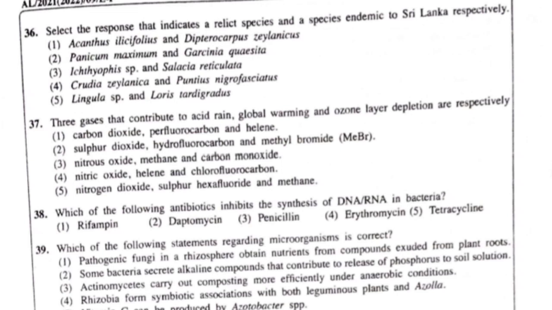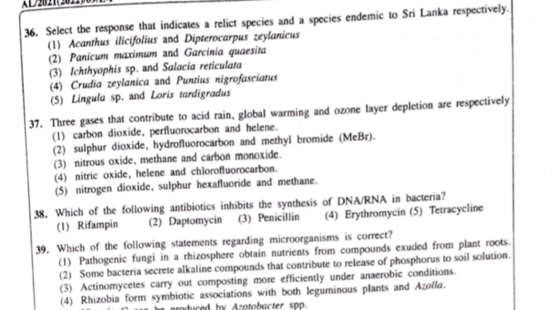Question number 39. Which of the following statements regarding microorganisms is correct? The first one, pathogenic fungi in a rhizosphere obtain nutrients from compounds exuded from plant roots. That is correct. That is the answer. So in the rhizosphere, we know there are plant roots, and these plant roots will release certain compounds, and these fungi will obtain nutrients from those compounds. That is correct. The second statement is wrong, because the bacteria that help to release phosphorus to the soil will secrete organic acids, not alkaline compounds. It should be organic acids.